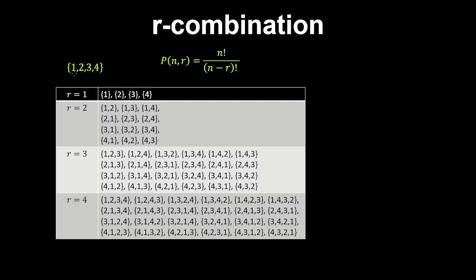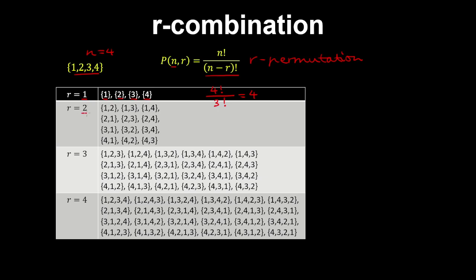Let's consider our set of 4 numbers here, and this equation for calculating the r-permutations for this set of numbers. So for this set, we have n is 4 elements, and therefore the number of 1 permutations is 4 factorial over 4 minus 1 factorial, and that gives 4.